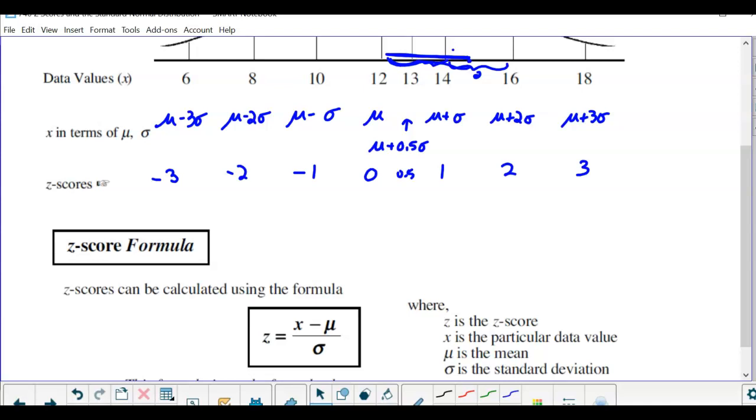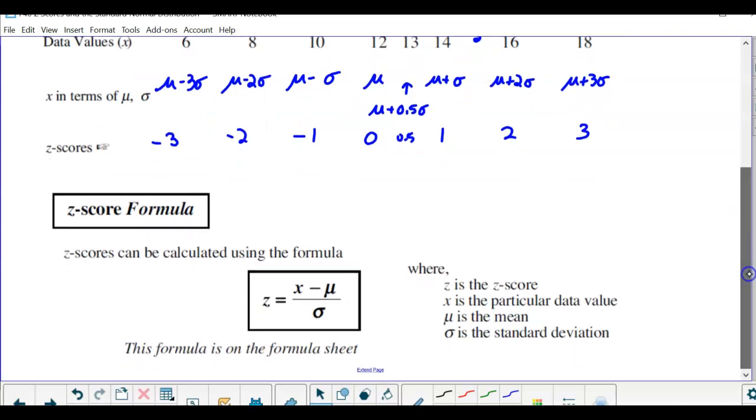So you want the difference between those divided by the standard deviation. Okay? And you'll get that formula if you need it, but you should try to memorize it. So let's practice on that.